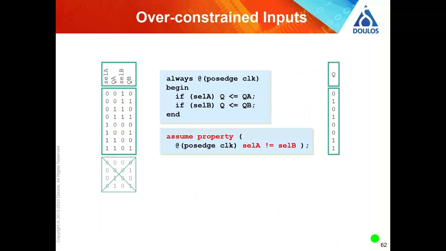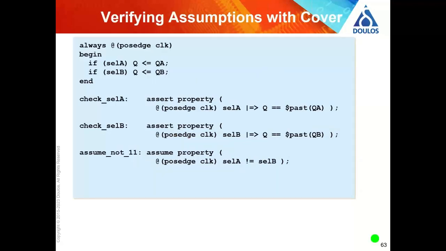Now, you need to be careful with assume statements because you could also over-constrain the inputs. So let's say we got this wrong and we actually wrote the assume as cell A does not equal cell B. Okay, well, that's actually eliminating values that should be considered. So that's going to give us false positives because we're not going to be testing things that we should be. So it says it's okay, but there may be a bug still. Okay, so that's a problem.